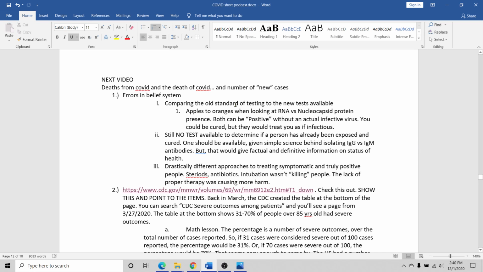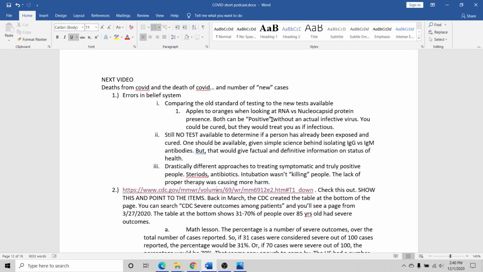So let's get started. There are current errors in our belief system. We're comparing old standards of testing to new tests that are available. We're looking at RNA or nucleocapsid proteins. Both tests can be positive without an actual infected virus. You can be a positive case. Again, watch the testing video. You can be a positive case when they actually don't have a positive control on the test.